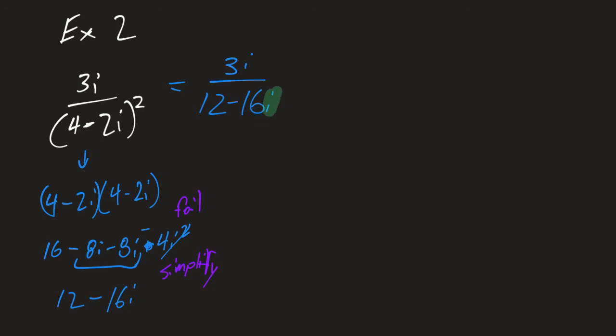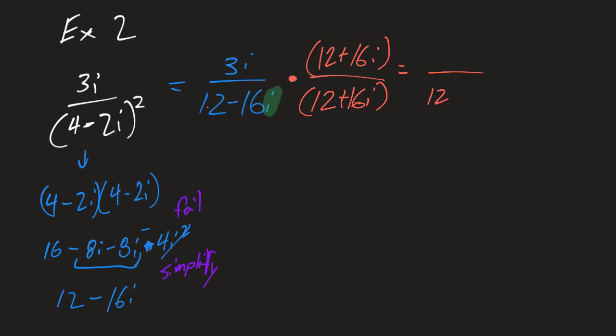So let's multiply by the conjugate. What's the conjugate of this bottom part? 12 plus 16i. All right, and top and bottom got to go together. 12 plus 16i. Awesome. So let's distribute, okay? On bottom, 12 squared plus 16 squared, okay? And 3i is going to distribute in here, 36i and plus 48i squared. All right, let's simplify what we've got.